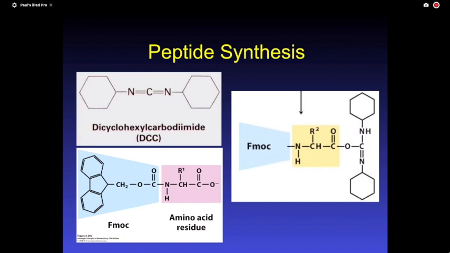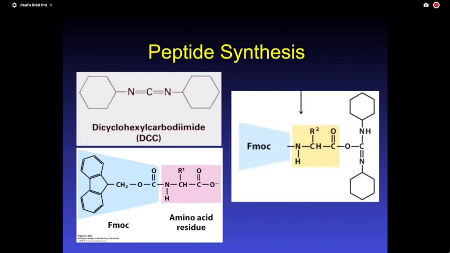I then can add FMOC to the N-terminus. FMOC is a protecting group, making the nitrogen inactive. The nitrogen can be a nucleophile and attack carbonyls, but if I put this FMOC on, it's going to block the ability of this nitrogen to attack a carbonyl. So this amino acid right here is activated on the C-terminus and protected on the N-terminus. No reaction, but it wants to react a whole lot.